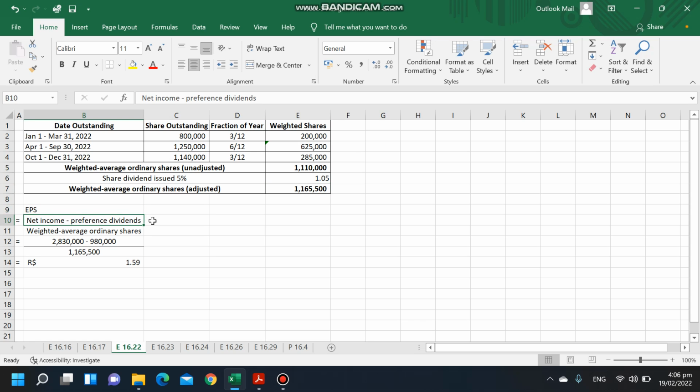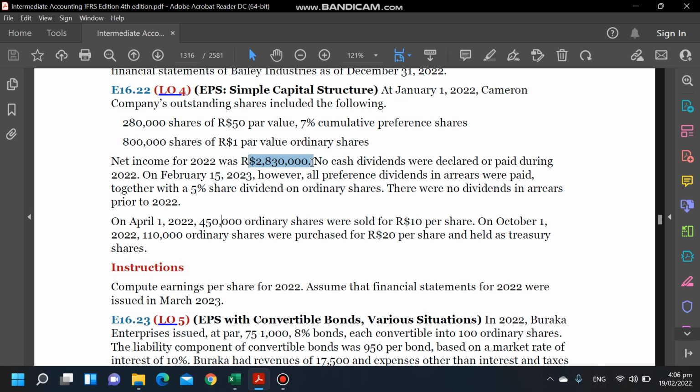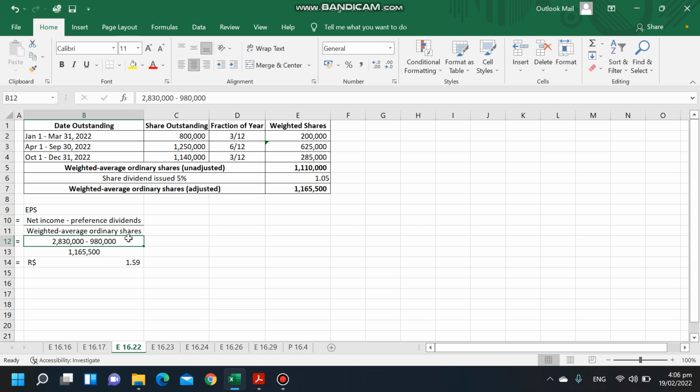Now after that, we can calculate the EPS: net income minus preference dividends, divided by the weighted average ordinary shares. Net income is 2,830,000 minus the preference dividends, because it is cumulative. So it is 7% times $50 times 280,000, which becomes 980,000, divided by the adjusted weighted average ordinary shares. So the EPS is $1.59.